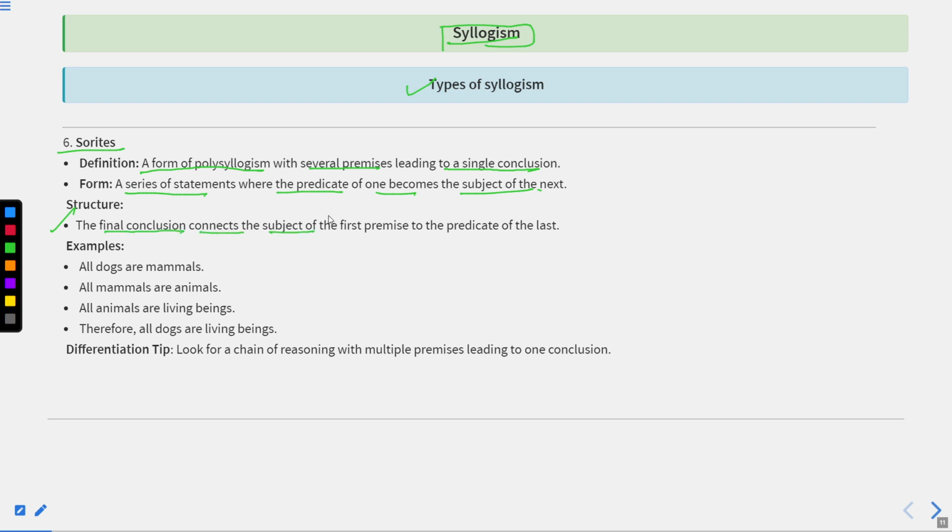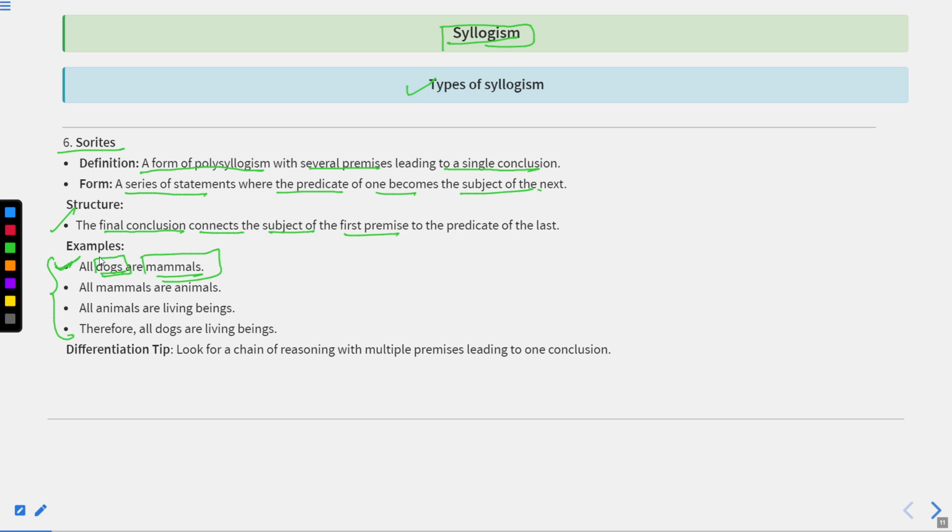Now, how will we be able to differentiate? The structure says that the final conclusion connects the subject of the first premise. If we take these four as statements, which will be the subject, my dear students? The subject for this particular example will be dogs, because this has been mentioned first and this has been mentioned afterwards. So the subject will obviously precede the predicate.